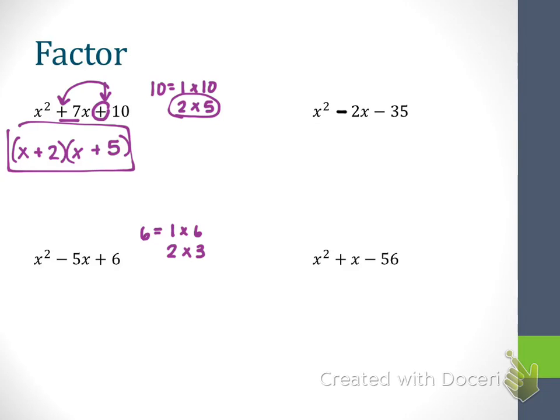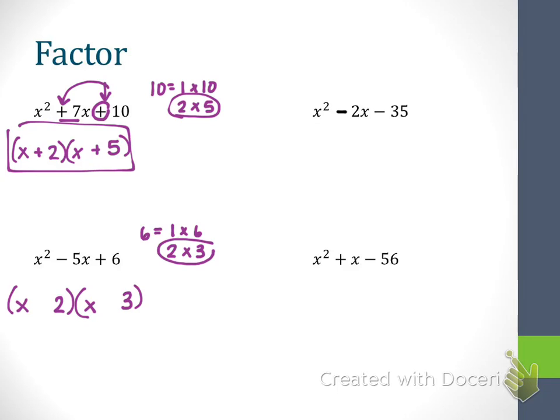Now, look at the sign in front of C. They're going to add. Which ones add to give me 5? 2 and 3. Not 1 and 6. 1 plus 6 is 7. Remember, it's going to add. That's what that sign tells me right there. So I write X and X, 2 and 3. Okay, that's multiplying to equal 6.